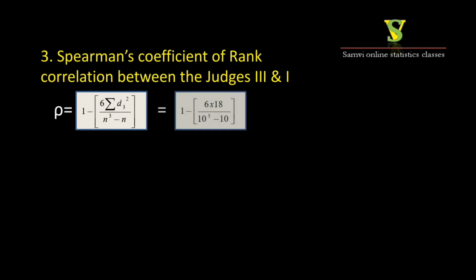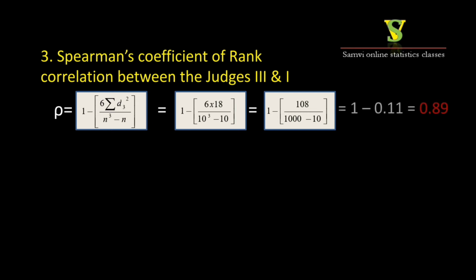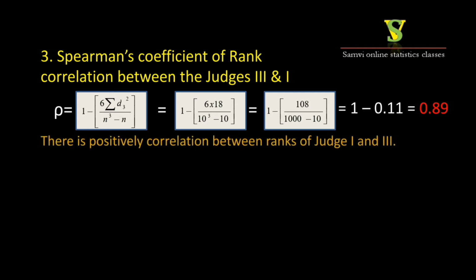Just substitute the values, we'll get 1 minus 6 into 18 divided by 10 cube minus 10. Further simplifying, we get 1 minus 108 divided by 1000 minus 10. If you simplify this, we'll get 1 minus 0.11. The result is 0.89. So our conclusion is there is positive correlation between the rank of judge 1 and judge 3.